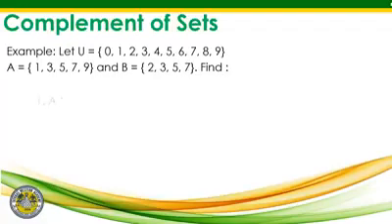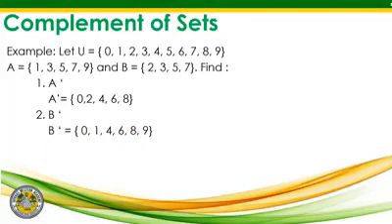Now, let us find A prime. So, remember that these are the elements that belong to the universal set but do not belong to set A. So, therefore, A prime is equivalent to {0, 2, 4, 6, 8}. Another example, we have B prime. So what are the elements that belong to the universal set but do not belong to set B? So we have B prime is equal to {0, 1, 4, 6, 8, 9}.